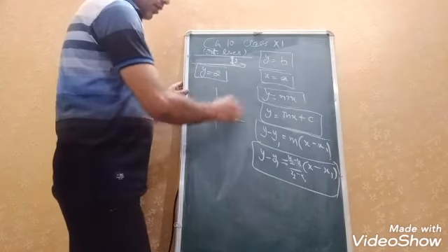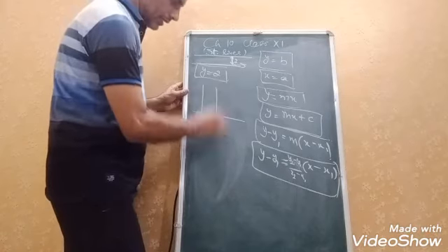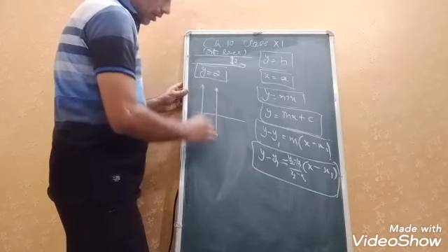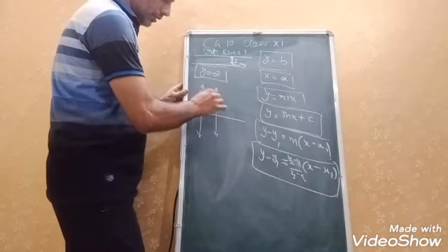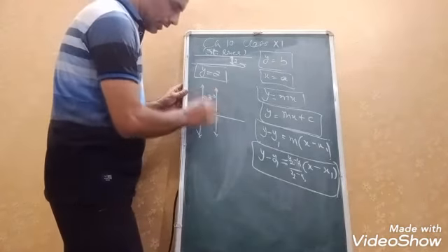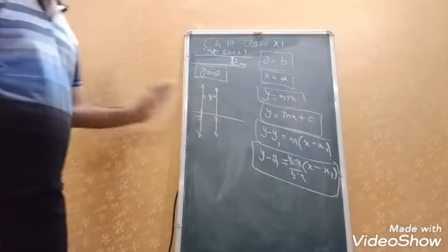Another example with negative x-intercept. This is x-axis. I am taking x-intercept is equal to minus 3. Length of the intercept is 3, but it is passing through minus 3 to the left of x-axis.